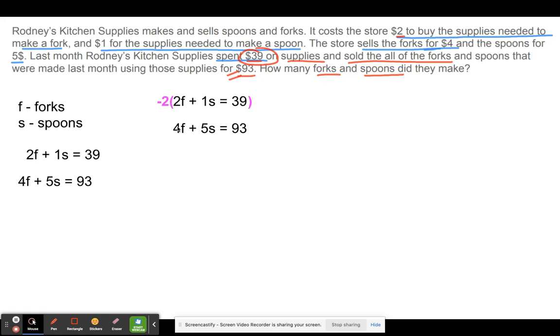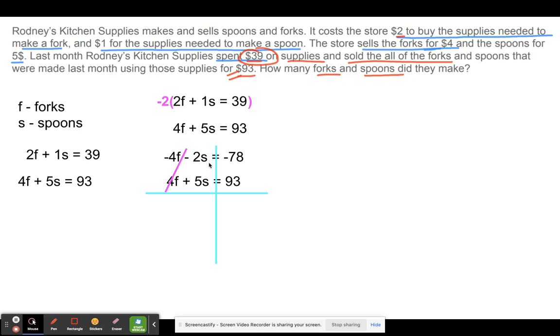And then that way we can eliminate. Okay, so then if I distribute that -2 to the first one, I get -4F minus 2S equals -78. I didn't change the second one, so I just bring that down. Now in the first one, F is going to eliminate here. Okay, and then we add up the rest.